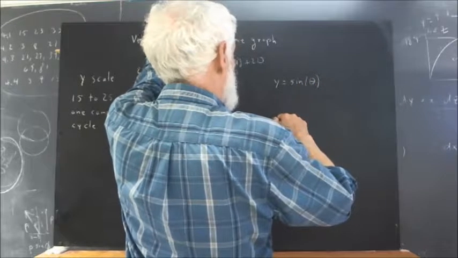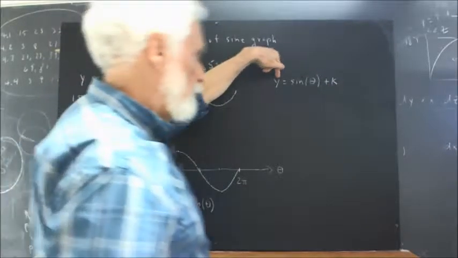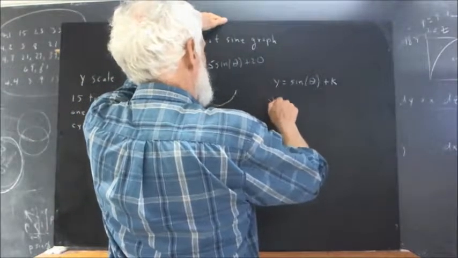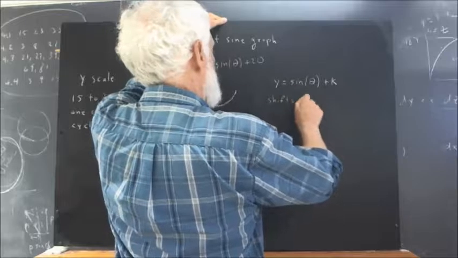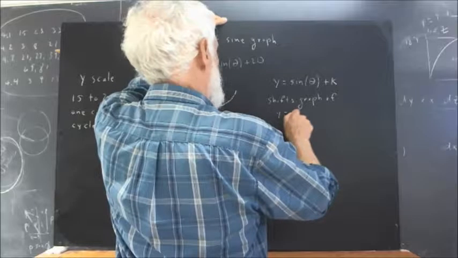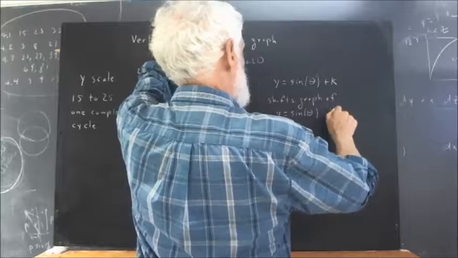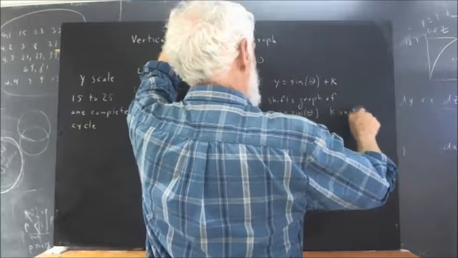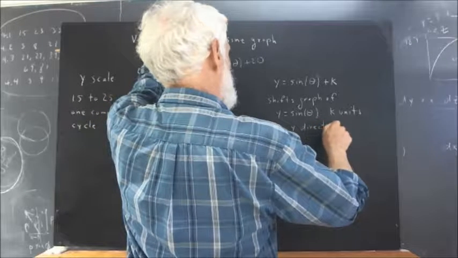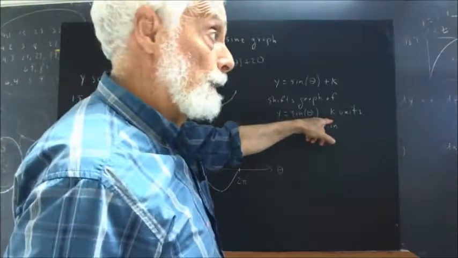So the graph of y equals sine of theta plus k shifts the graph of y equals sine of theta k units in the y direction. And k could be a negative number.